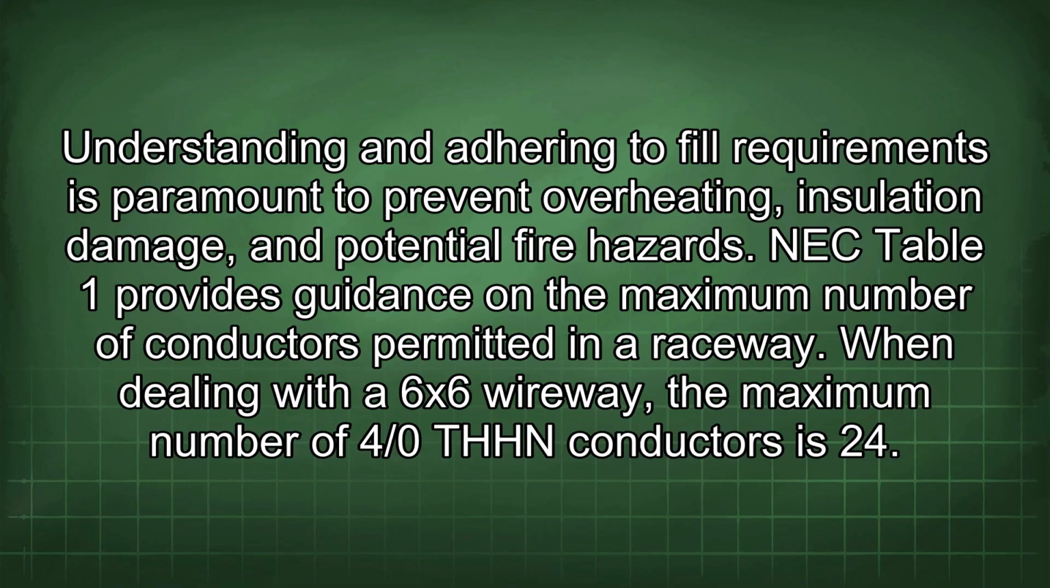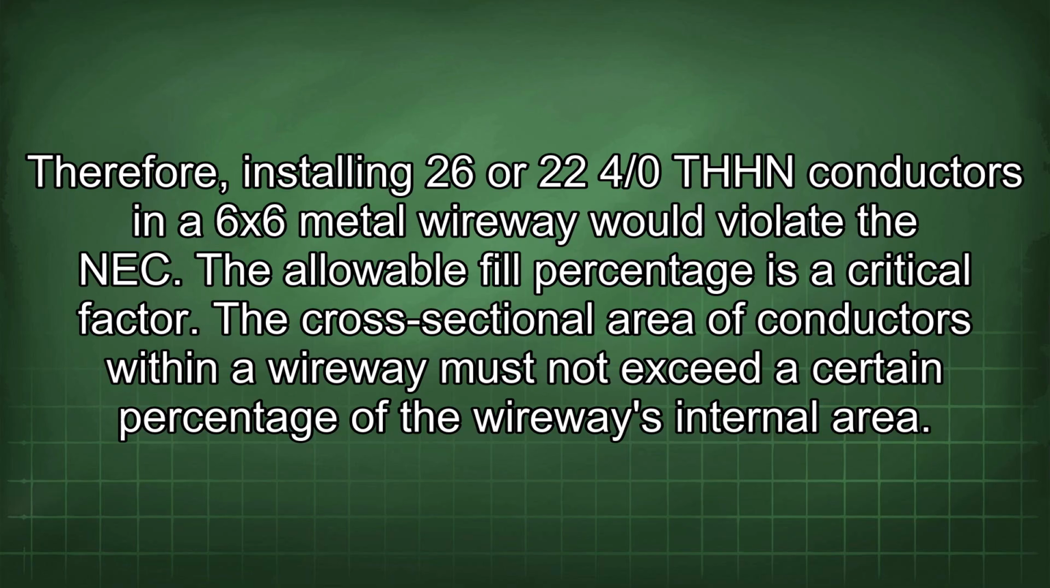NEC Table 1 provides guidance on the maximum number of conductors permitted in a raceway. When dealing with a 6x6 wireway, the maximum number of 4/0 THHN conductors is 24. Therefore, installing 26 or 22 4/0 THHN conductors in a 6x6 metal wireway would violate the NEC. The allowable fill percentage is a critical factor.